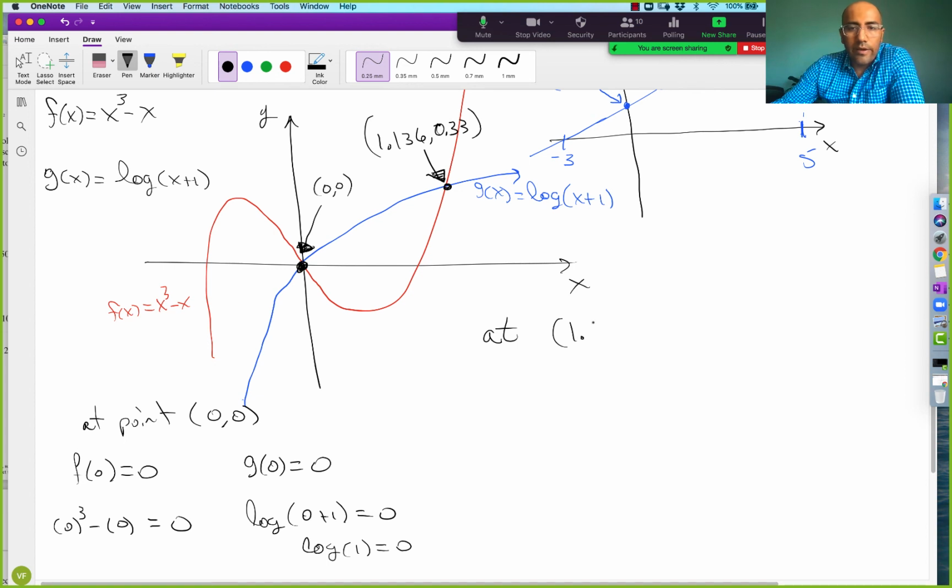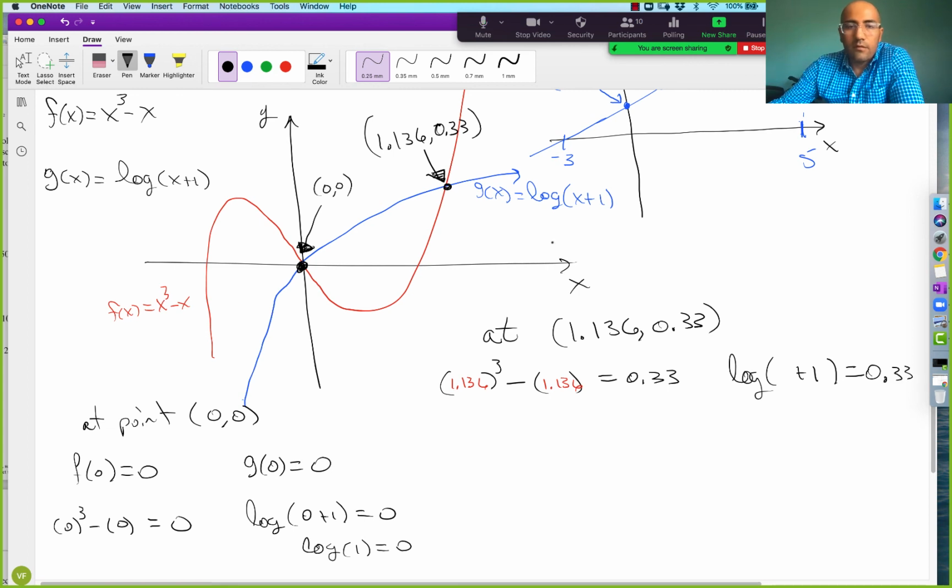Let's check the other one. At 1.136, 0.33, it must mean that blank cubed minus blank equals the output of 0.33, right? It must mean that if I plug in 1.136 into this, the output is 0.33. And we can check that with our calculator. Okay, it must also mean that the other side is also going to be true. Log of blank plus 1 equals 0.33, right, where that blank is the 1.136. And again, we can check with our calculator.